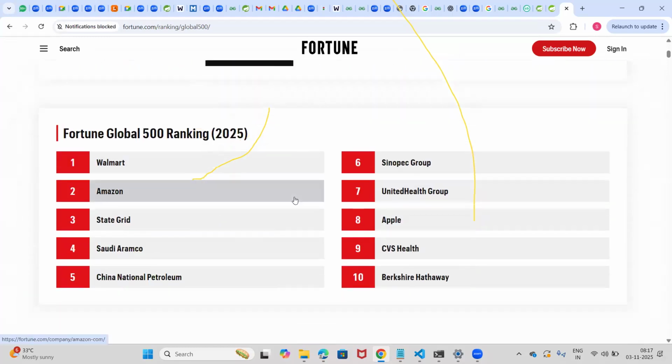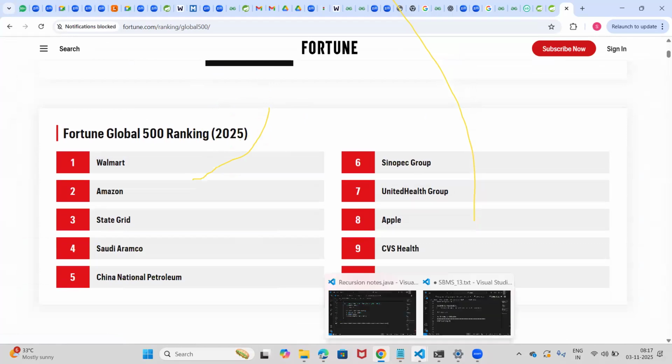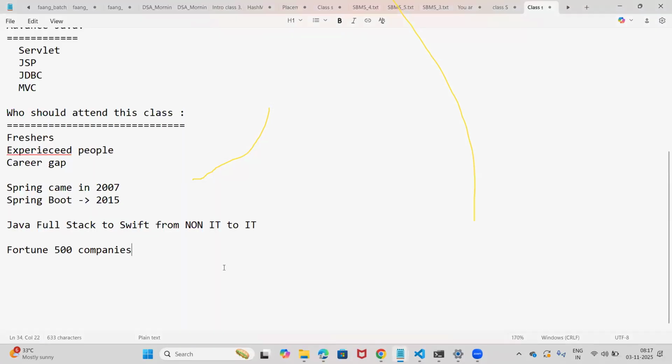So why I'm telling this: I have read an article that 80% of the code base in Fortune 500 companies is in Java, guys. 80% of the code is already present in Java. Because of this reason, Java full stack is always evergreen, guys.